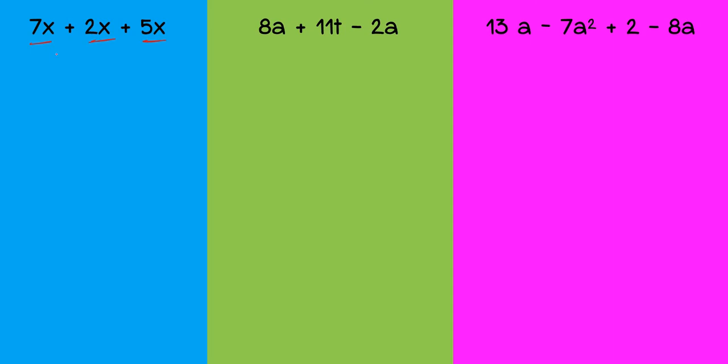So here I can take 7x and add 2x to it. So this is like saying I have 7x's here and I have 2x's here. If I put them together, I get 9x. And then bring down the plus 5x. Again, I have an x and an x, no exponents, so I can combine these as well, and I get 14x.